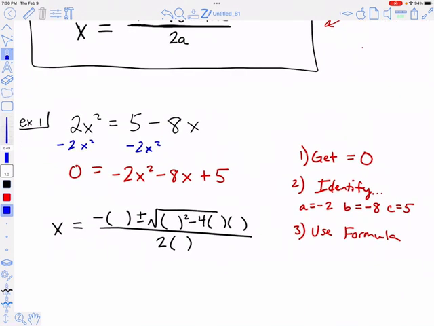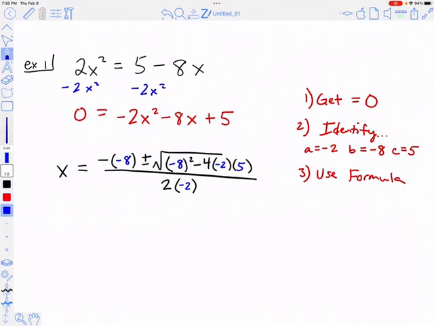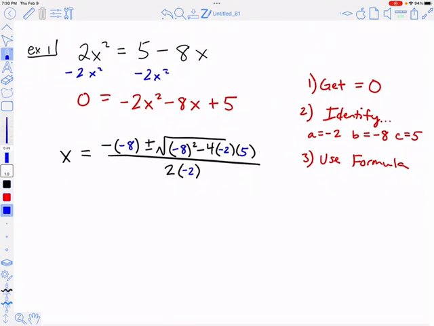Gets plugged in two places. A is negative 2 and C is 5. And that's the formula. So technically, I have x, but I have a lot of simplifying to do. So we know our solution is this. We just need to simplify it down, and we're going to be really careful about that.